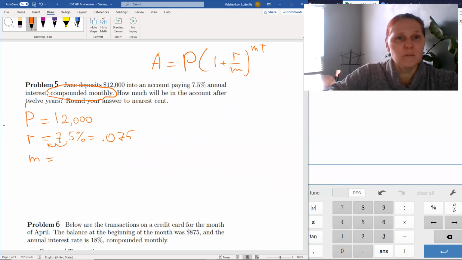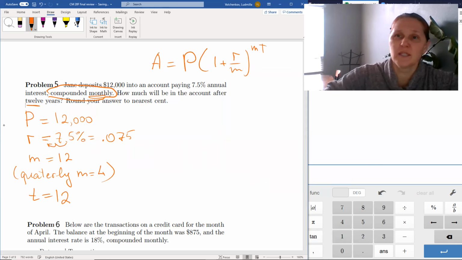The interest is compounded monthly, so M is 12. If it is compounded quarterly, then M will be equal to 4. It can be also. And then we have time T, 12 years. Time is always in years. Then we just substitute these numbers in the compound interest formula.